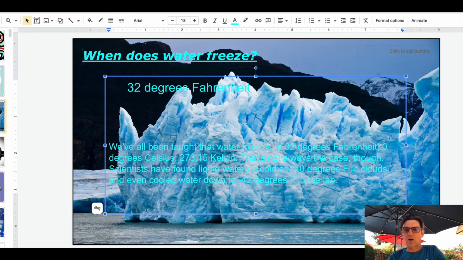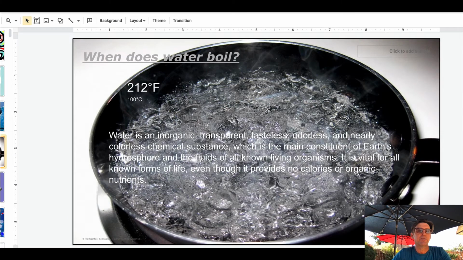That's not always the case, though. Scientists have found liquid water as cold as 40. Interesting. And even negative 42. So yes, in certain environments, especially if you add salt, things change. When does water boil? 212 Fahrenheit. So remember, Fahrenheit has a 32 for freeze, 212 for boil, 100 for boil for Celsius, 0 for freeze for Celsius. Good job, has a definition.